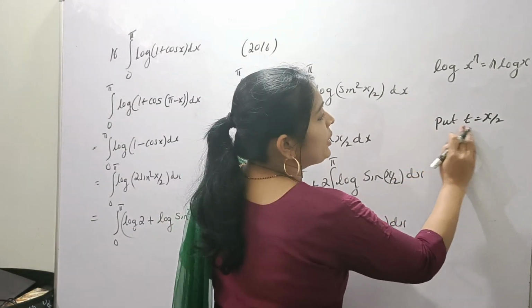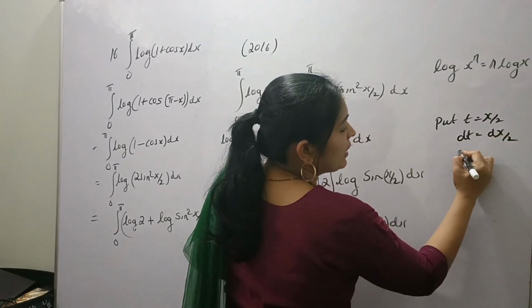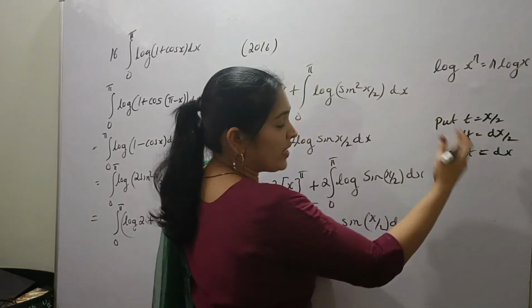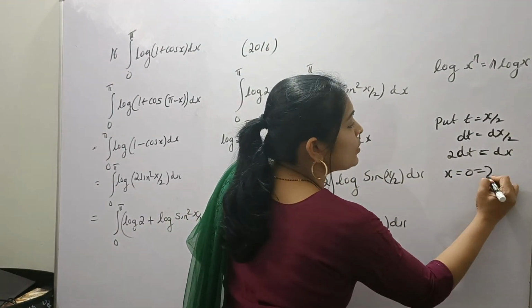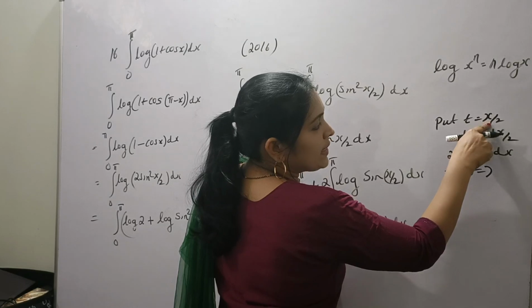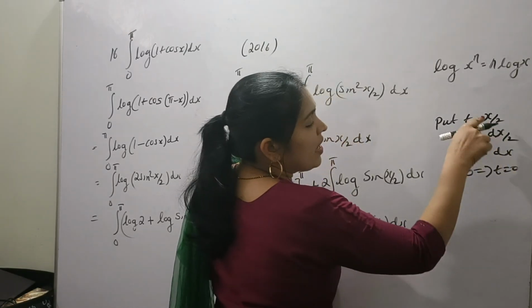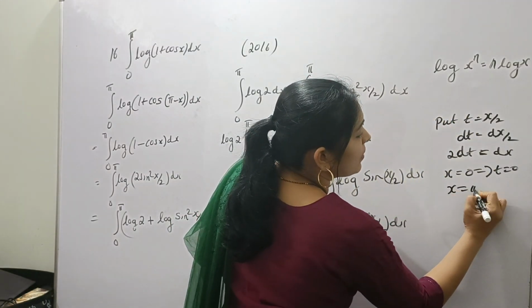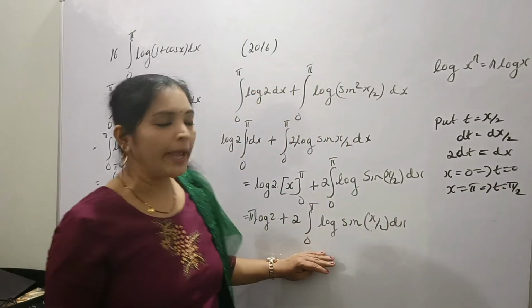So put t equal to x by 2, dt is equal to dx divided by 2, that is 2 dt is equal to dx. Then let's find the limits. When x is equal to 0, substitute x equal to 0, so 0 by 2, that is t is equal to 0. When x is equal to pi, t is equal to pi by 2.